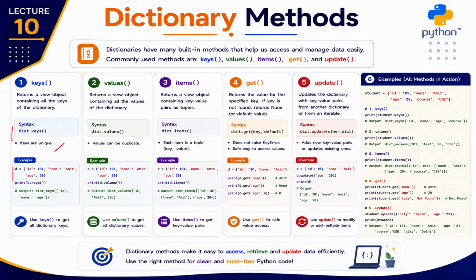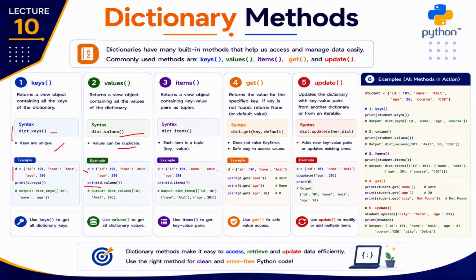Similarly, the second method is the values method. Like the keys method returns the keys, the values method returns the values stored in the dictionary. The syntax is similar to keys: dict.values(). Unlike keys, values can be duplicated. You can see the example here, the same dictionary. If you want only values, print d.values(), and you can see all the values are printed in the output and keys are not printed.